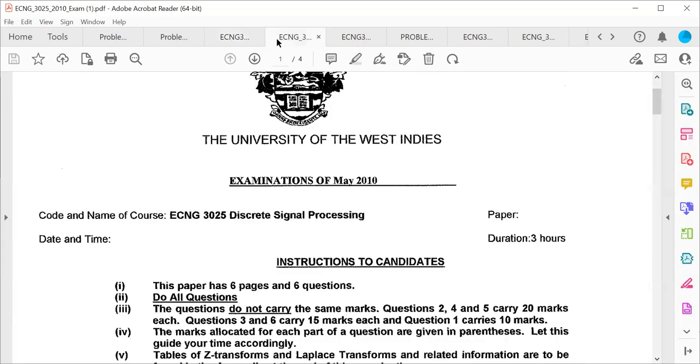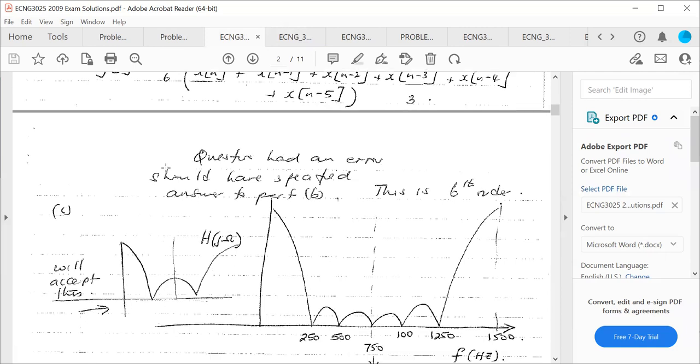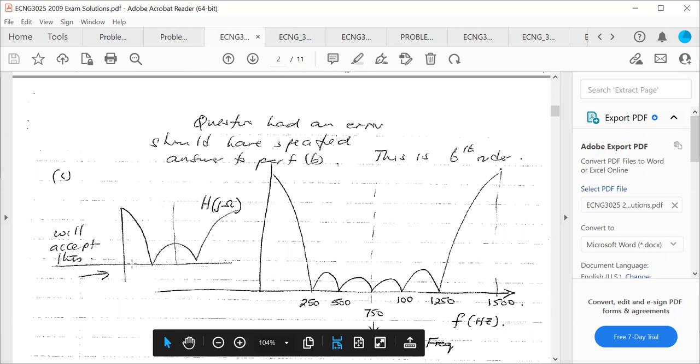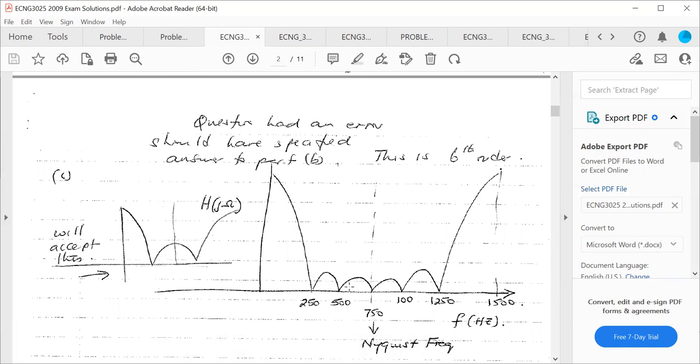particular question was asking you to draw the frequency response of it. And I should have really said the question had a little bit of an error, but I should have really said the answer to part B, which was a sixth order solution here. But if you did answer for part A, which was a third order, the frequency response would have looked like this. Remember, if it's an even order filter, you have the Nyquist frequency line, and you have half a lobe and two complete lobes before the Nyquist. If it's an odd order filter, you have half a lobe and a half a lobe again. In other words, the Nyquist frequency divides one of the final lobes, and so on.